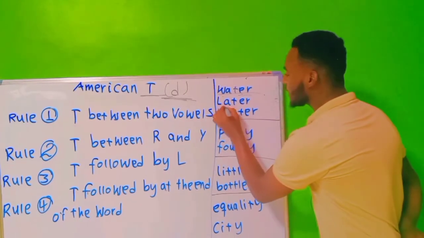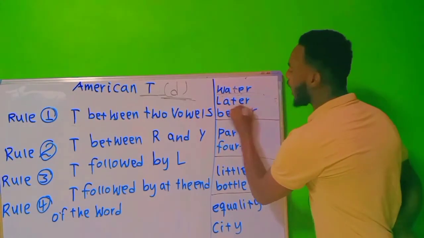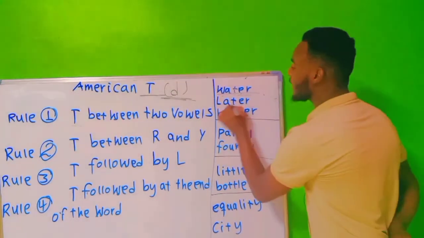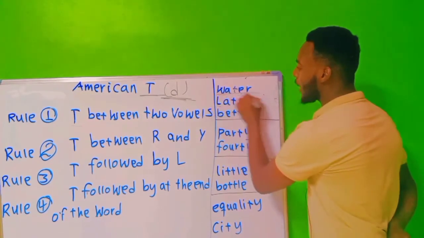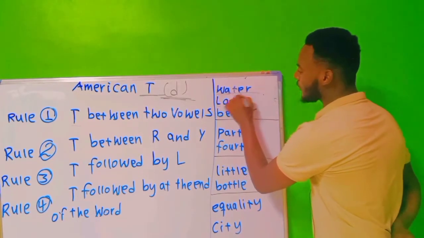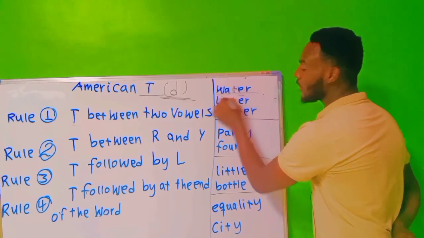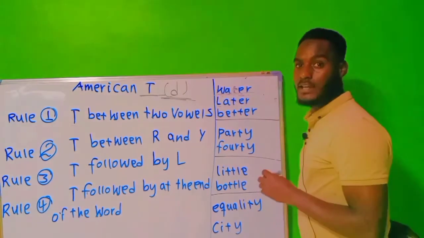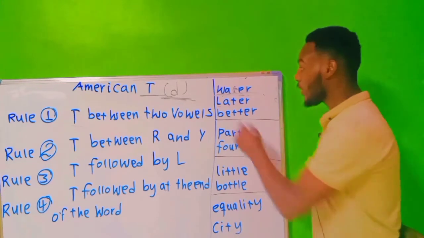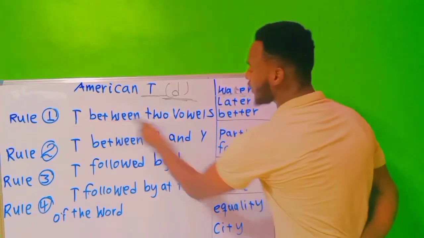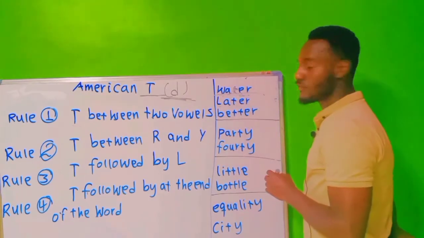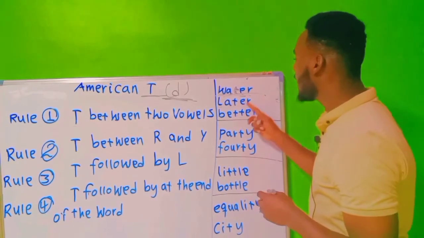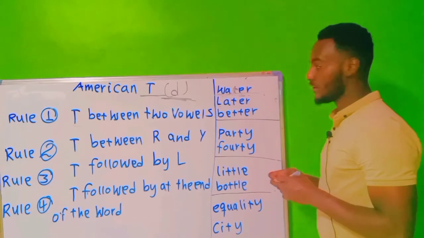So whenever we see T between two vowels, we pronounce it like D, soft D, okay? So, for example, water, this is a vowel too. Whenever we see T between two vowels, we pronounce it like a soft D. Water, later, better, right?